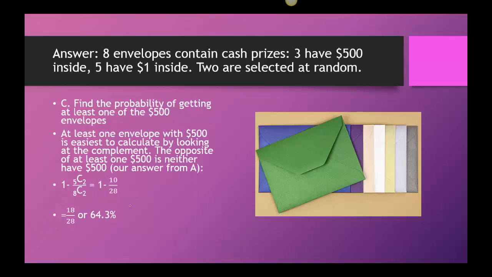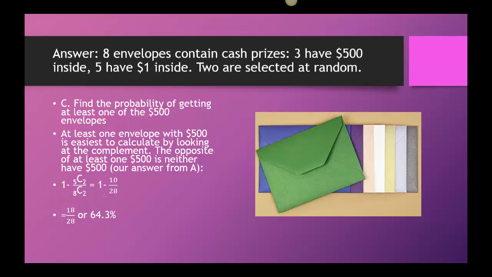Okay, and then the last thing I asked you is find the probability of getting at least one of the $500 envelopes. So here again is that phrase at least, and anytime I see at least, I think let's do the complement. Okay, so the complement says look at the opposite and then subtract that from 1 or 100, however you're doing your probability. All right, so the opposite of at least one $500 bill is neither of them have $500. Okay, so hopefully you remember that our first question was find the probability that neither one have $500 in them. So that was 5 choose 2 over 8 choose 2, which we found out to be 10 over 28.